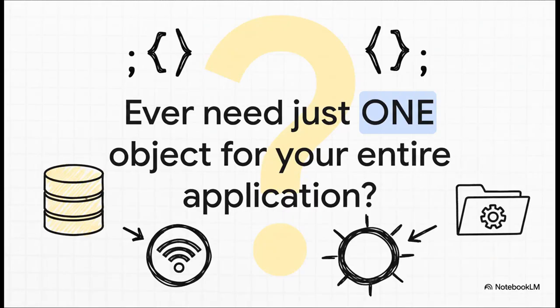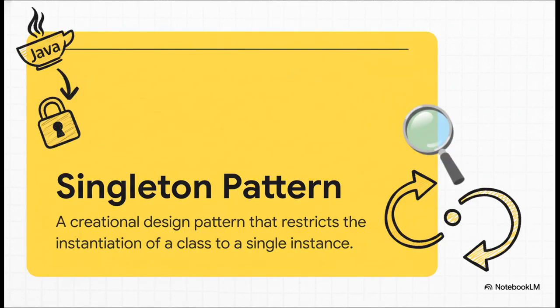So, let me ask you something. Have you ever been deep in a project and you have that moment where you realize you need one and only one object to handle something super critical? Maybe it's a logger or a central config file. If you've been there, you know exactly the problem we're talking about today. And that's where the singleton pattern comes in.